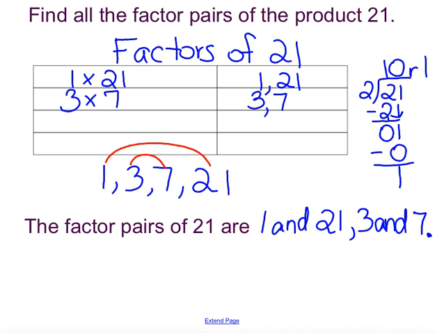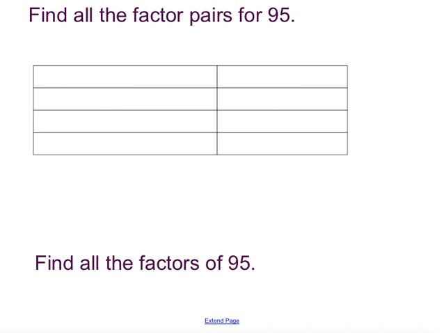4 factors, but 2 factor pairs. All right, so now we're going to find all the factor pairs for 95. Okay, so I'm going to show both. I'm going to show you using the table as well as using the factor rainbow.